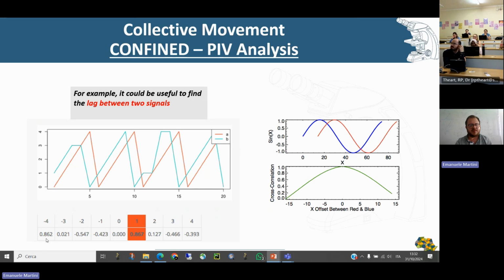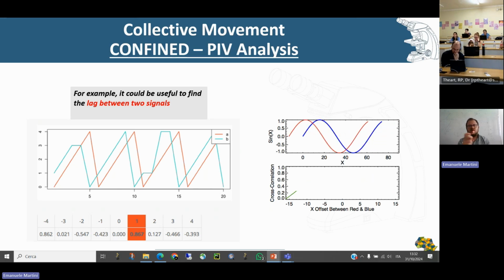Why -4? It also has a very high number, because if you take this blue one and you move back of 4 time points, you bring, for example, this one on top of this orange one, and you find a high similarity. So it's important not to really understand everything about this topic in 5 minutes. It's important to understand that there is a mathematical way to identify the similarity between signals, or between numbers, or between images.